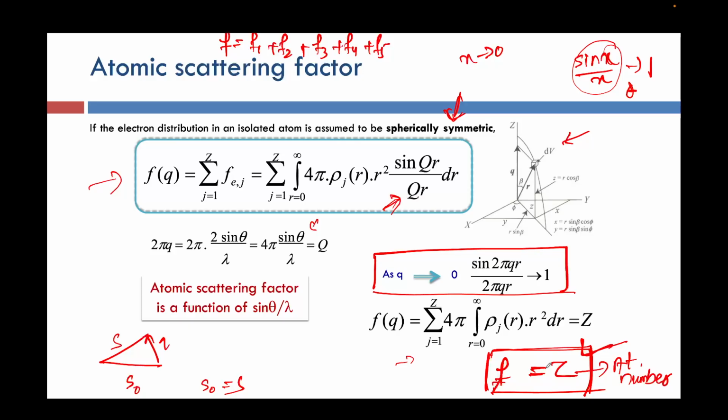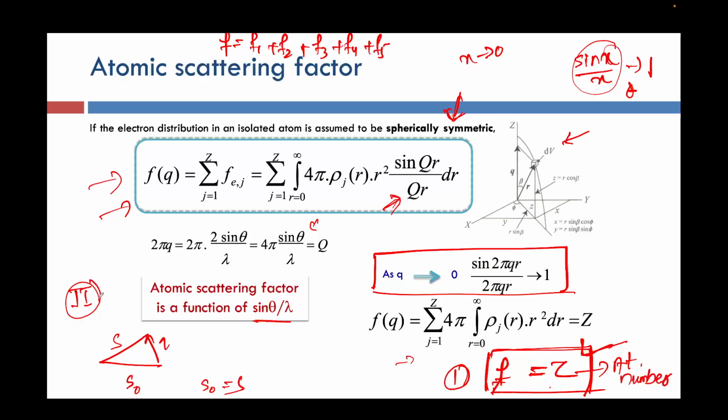So here what we know is that the atomic scattering factor is a function of sin theta by lambda. From this expression, there are a few points we can take note of. When Q is equal to 0, my F is equal to Z. This is one of my key points, and this is another: the atomic scattering factor is a function of sin theta by lambda.